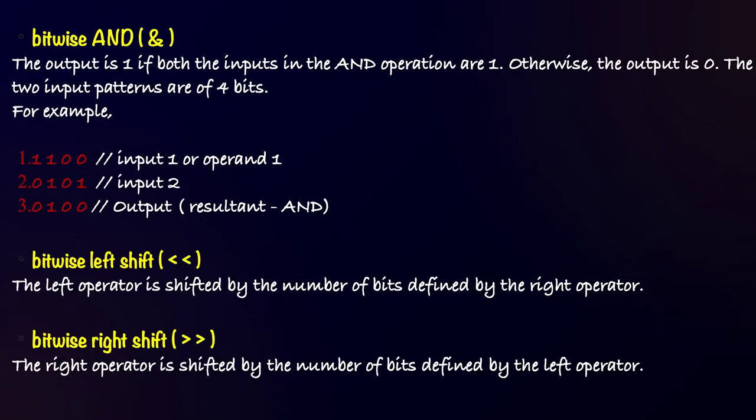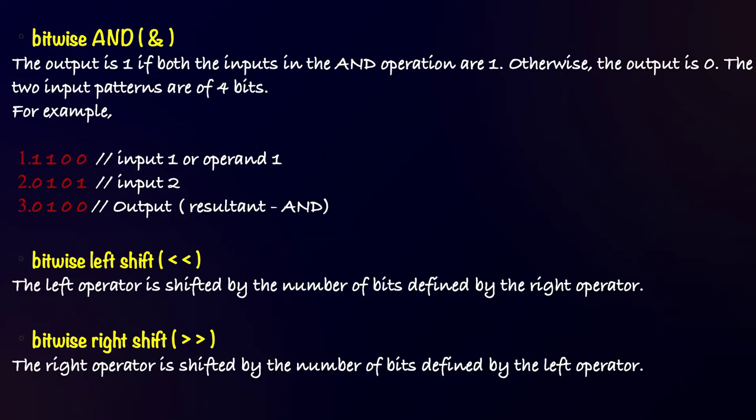Now, bitwise AND. This is the symbol. The output is 1 if both the inputs in the AND operation are 1. So you see, only if both the inputs are 1, we get the output to be 1. Otherwise, if the inputs are 1 and 0, 0 and 1, or both are 0, we will obviously get 0. Simple Boolean algebra.